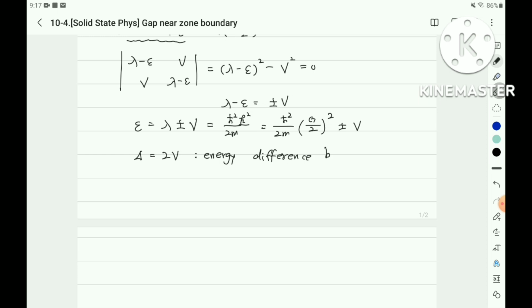It is the energy difference between high and low energy at the zone boundary.